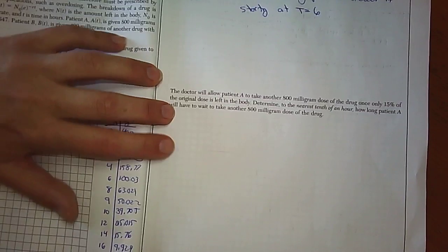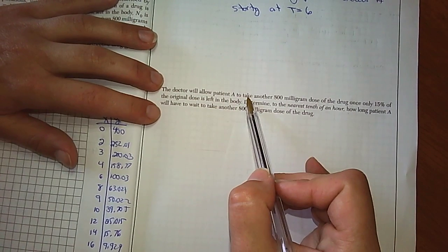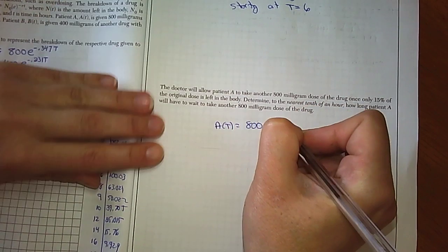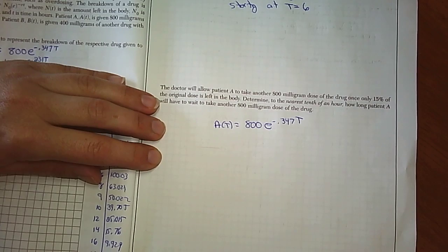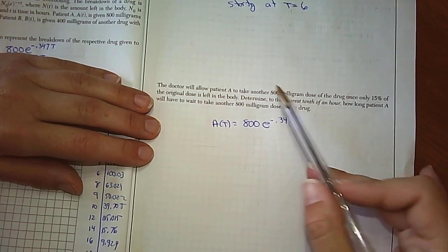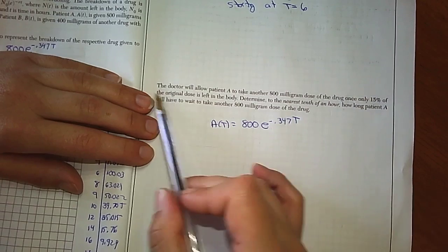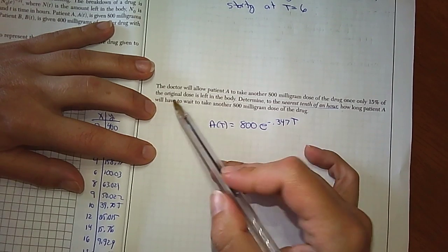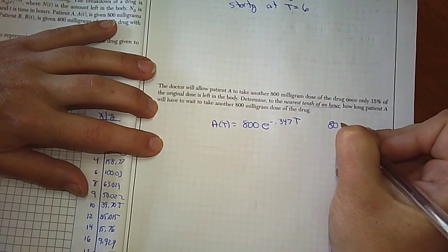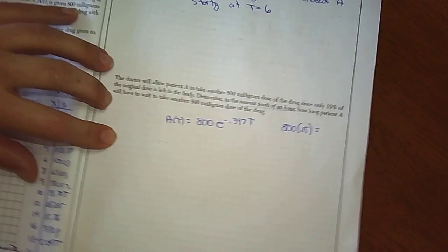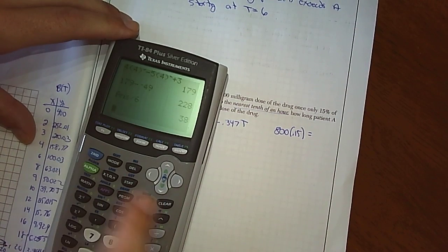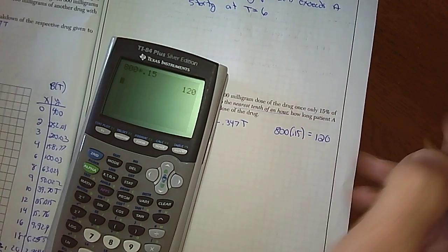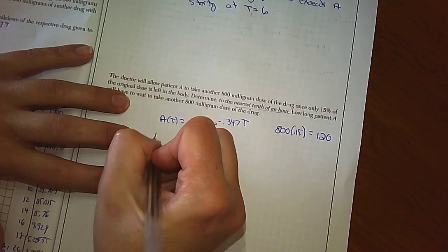All right, last part, here we go. The doctor will allow patient A to take another dose once 15% of the original amount is left in the body. Determine to the nearest tenth of an hour how long patient A will have to wait. All right, so let me write down what A was: 800 e to the negative 0.347t. Okay, so first off, we need to know what 15% of 800 is. So I'm going to do 800 times 0.15, and I get 120. So I need to know when there's 120 left.